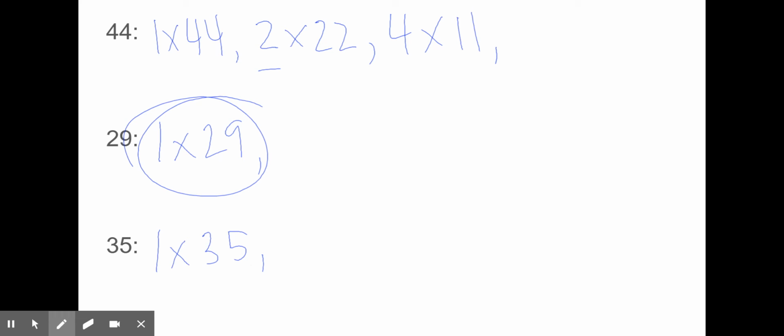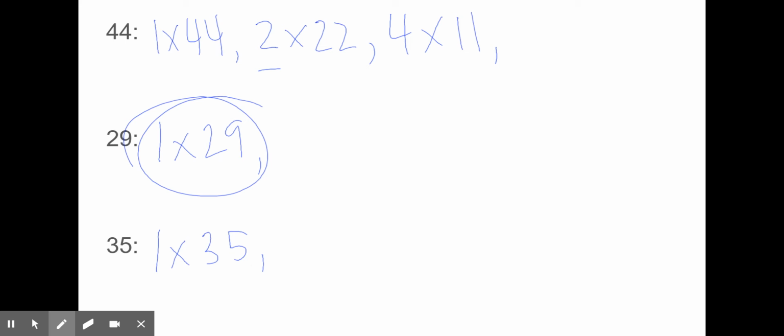Will 3 work? Hopefully you were thinking 3 doesn't work because 3 times 11 is 33. 3 times 12 is 36. We skip right over 35. That's not going to work. Or if you remember the trick, 3 plus 5 is 8. 3 is not a factor of 8.